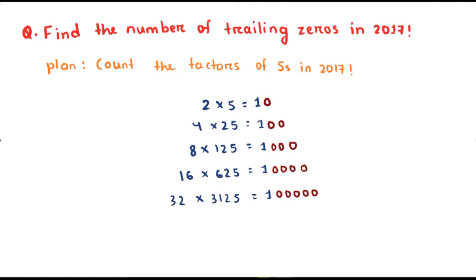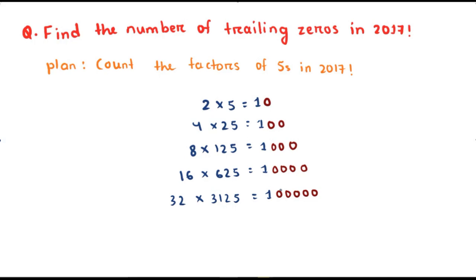125 or 5 cube generates 3 trailing zeros when multiplied by 8, and 625 or 5 power 4 will generate 4 trailing zeros when multiplied by 16. And if you are watching this video in the year 3125, there's a chance you must consider 5 to the power of 5, that is 3125, which gives 5 trailing zeros when multiplied by 32.